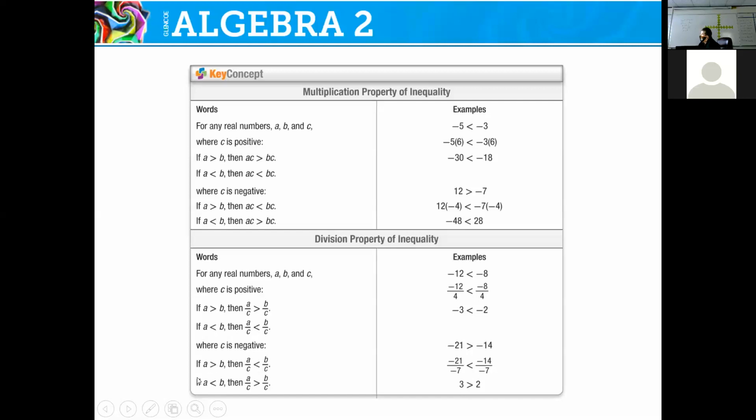So when c is negative, if a is greater than b, then a divided by c is less than b divided by c. And you can see that in the example to the right. Here we have negative 21, and that's an incorrect statement to begin with. This first inequality sign should be flipped to make it true. Negative 21 is not greater than negative 14, so negative 21 is less than negative 14 would be true. We divide both by negative 7, and then you can see in order to keep it a true statement, we have to flip the inequality sign. The top one in this example is incorrect, but it is a true statement once you get down here.